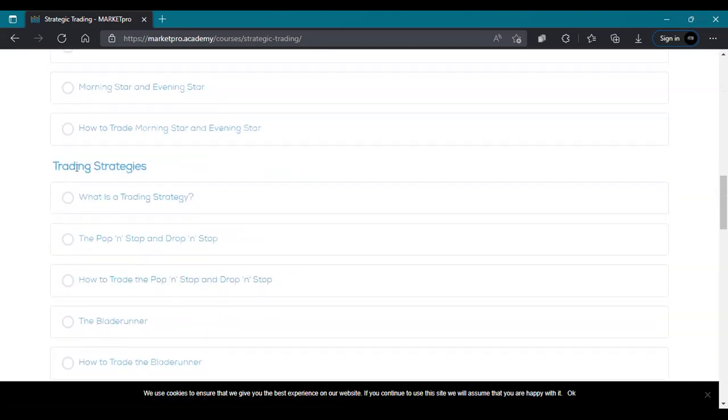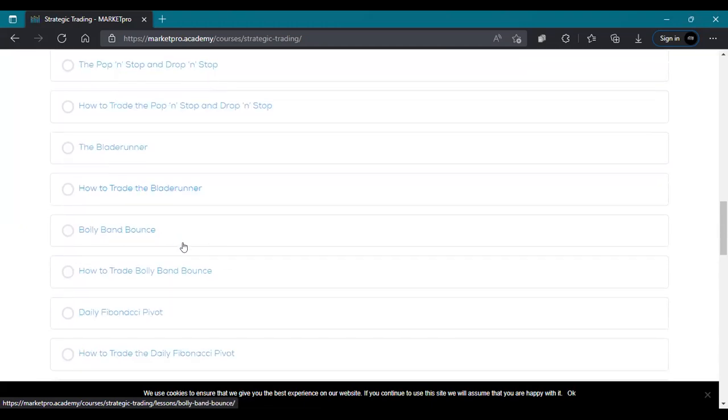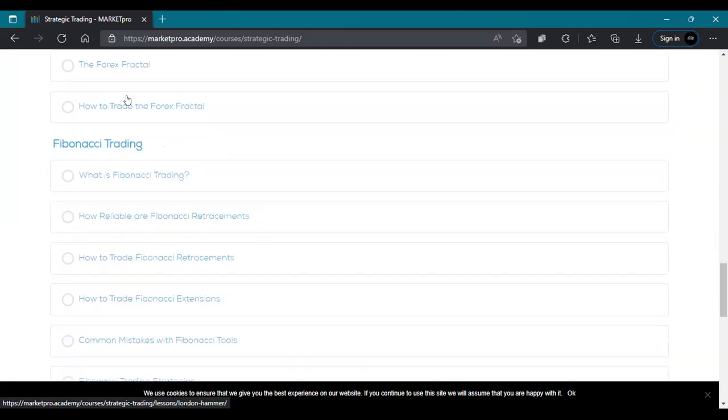So trading strategies, right? What is a trading strategy? Then there's the pop and stop and drop and stop strategy. So they also give you information on how to trade all these strategies, right? The Blade Runner, how to trade the Blade Runner. Trust me, this is actually the first time I'm hearing about all these strategies. I've never come across these names in my days of trading Forex. I'm not actually going to lie, right? So daily Fibonacci pivots, right? How to trade daily Fibonacci pivots, right? All these things, you actually have information on how to trade them.